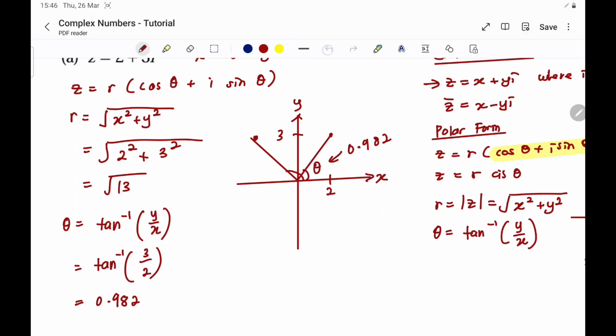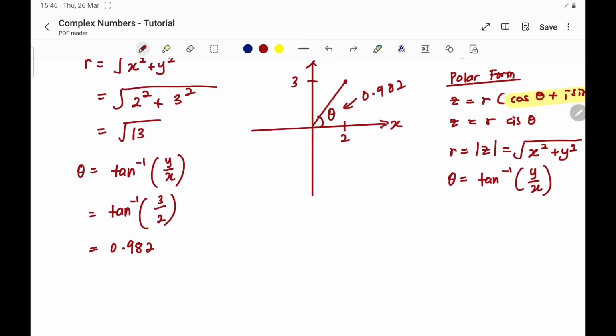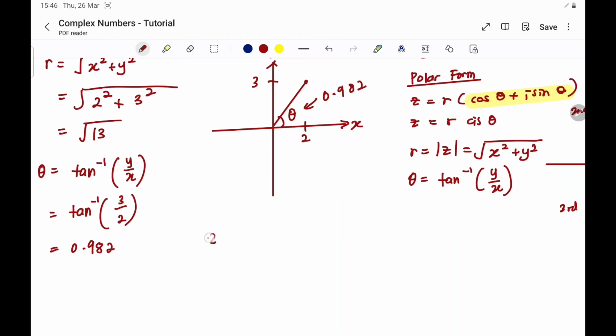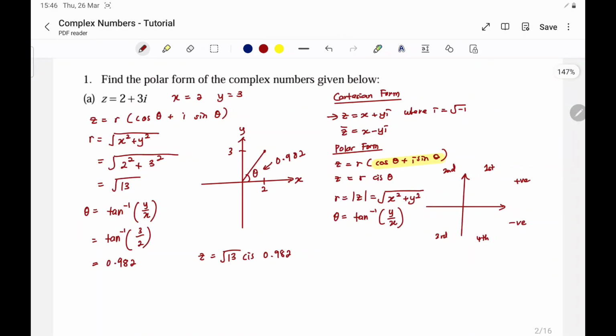Now you already got your angle, which is the argument of z. Then what you have to do is substitute it inside the polar form, z is equal to r cis theta, where r is square root 13 and theta is our argument of z, 0.982. Well, that's it for question A. So we'll proceed to question B.